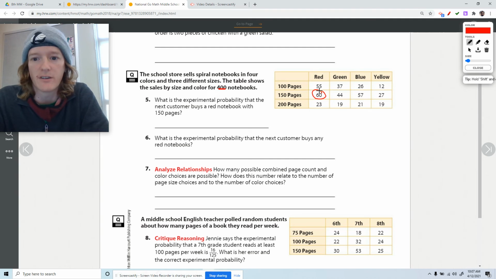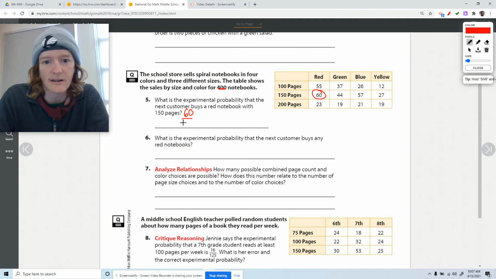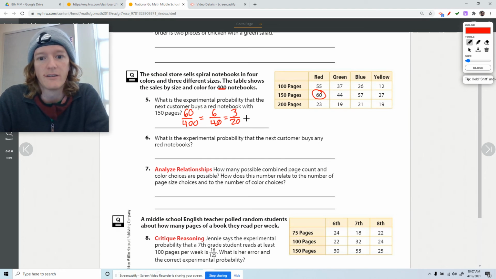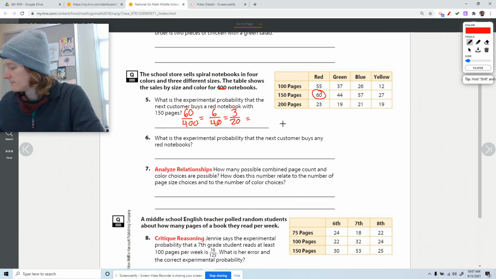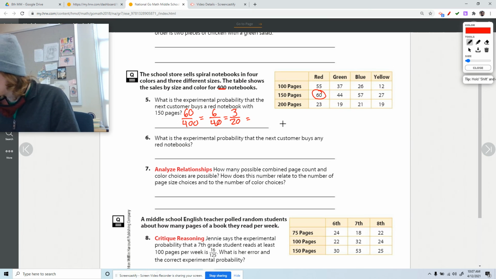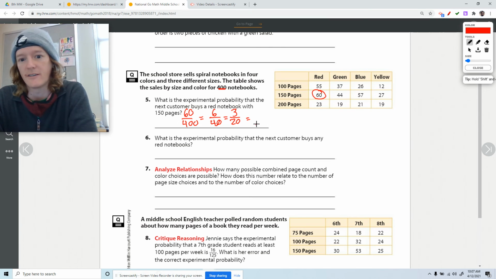Well, red 150, that's going to be 60 out of 400. Reduce it to 6 out of 40. Reduce again, 3 out of 20. As a decimal, I think it's 0.6. Let's check. 3 divided by 20. No, I wasn't right. 0.15 and 15%.